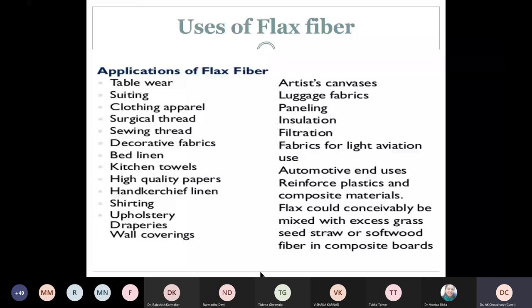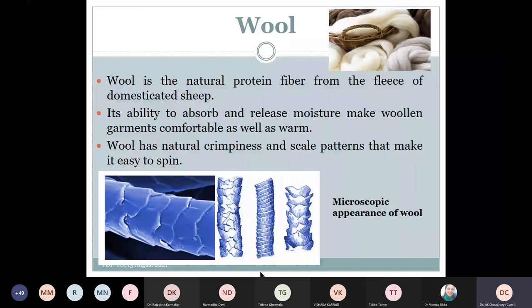Another fiber that is very important, very popular and high cost is wool. Wool is a natural protein-based fiber, and we get it from an animal source, basically the fleece of domesticated cultivated sheep, or maybe also from wild sheep. Its ability to absorb and release moisture makes woolen garments comfortable as well as warm. Everybody has experience of wearing woolen garments, especially in winter, for protection from cold temperature or cold climate.